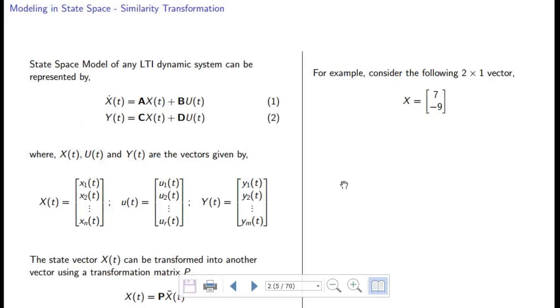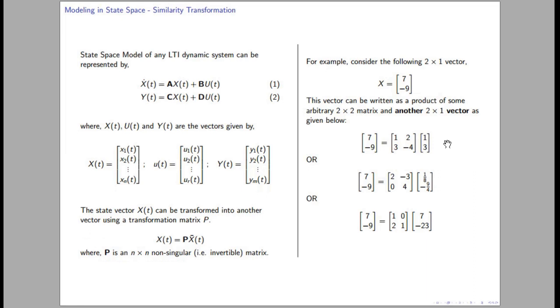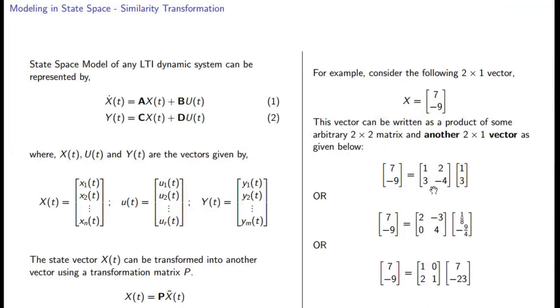The elements are 7 and minus 9. Okay, so this is a 2 cross 1 vector. Now, this 2 cross 1 vector, can I write in terms of some other vector? Yes, I can do it. 7 minus 9, I can write it as a product of a square matrix and another vector.